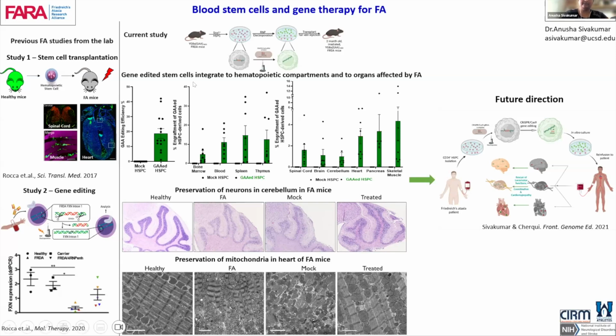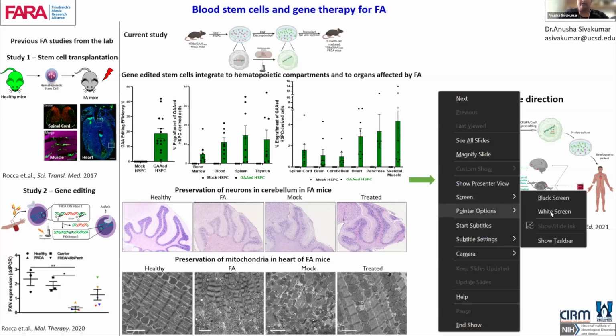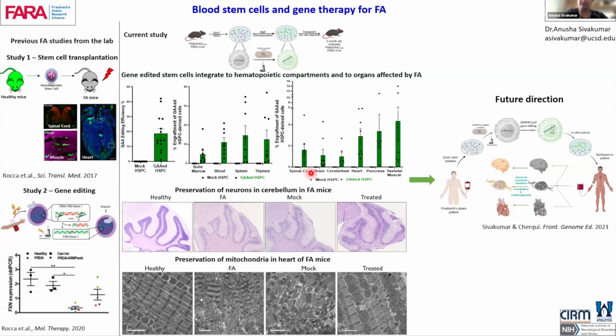What we see is that when we did this gene correction, these cells were now able to localize to all of the organs that are affected by Friedreich's ataxia, which is what you see in the top graph. And particularly in the spinal cord, the brain, the cerebellum, and in the heart.